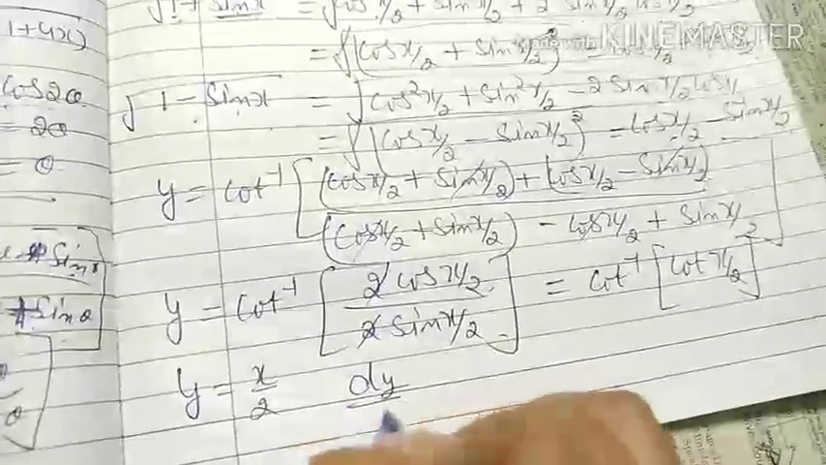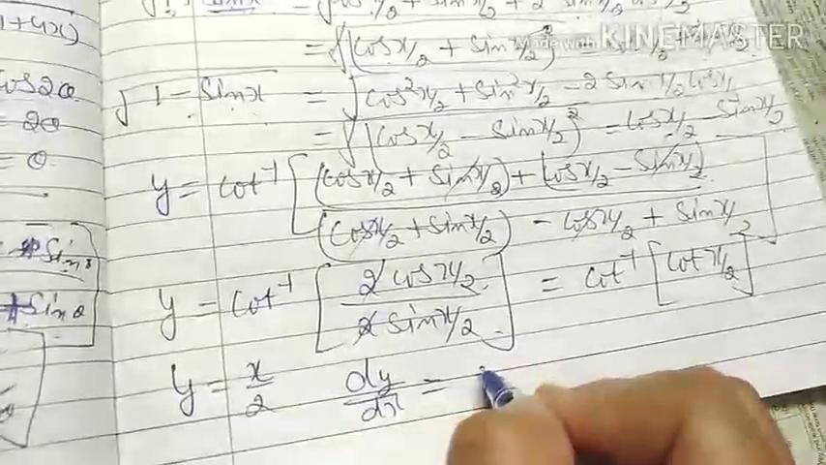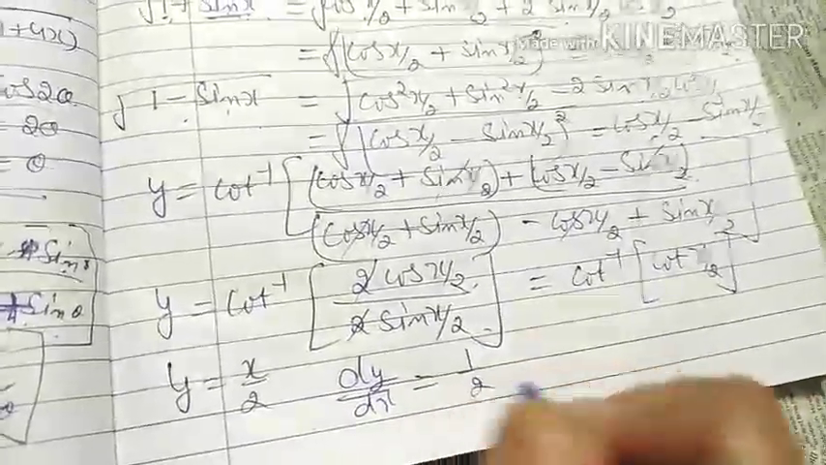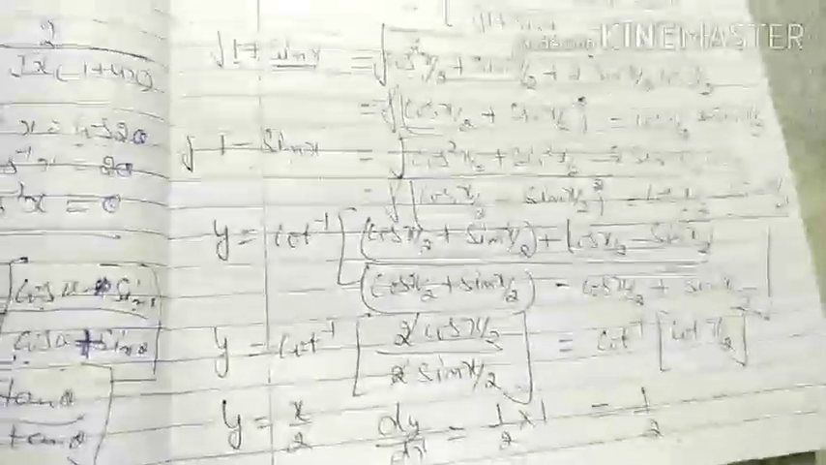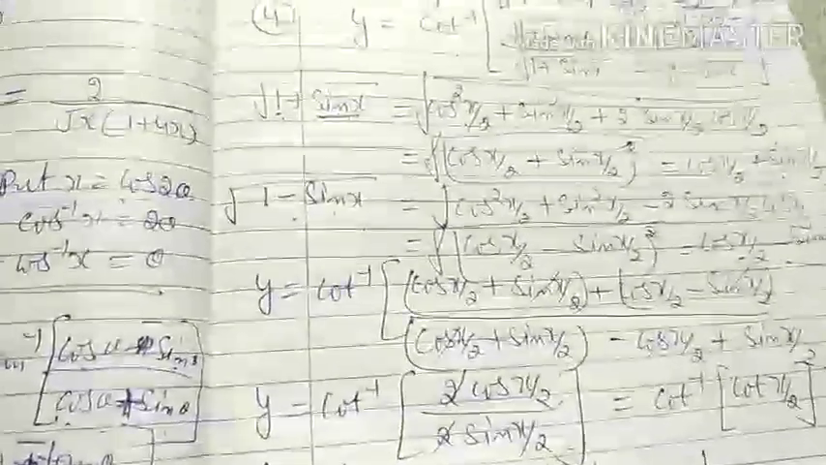Now I differentiate. dy by dx is equal to 1 by 2 is constant, x differentiation is 1, and 1 by 2 is my answer. This way you have to solve. This is an important question.